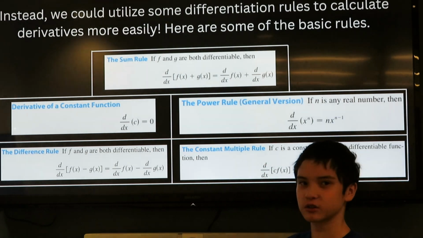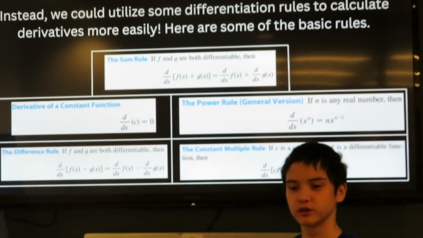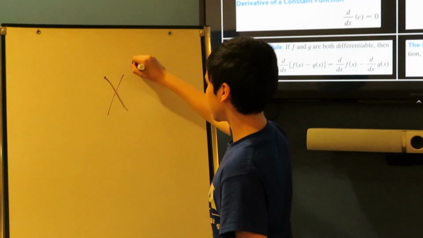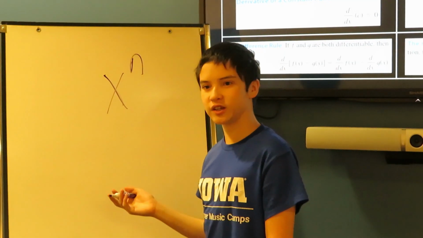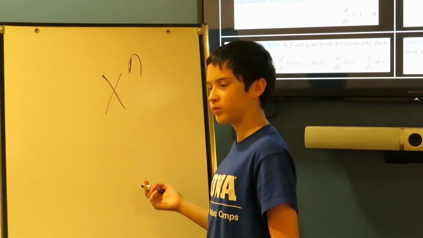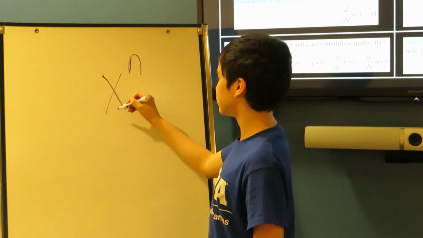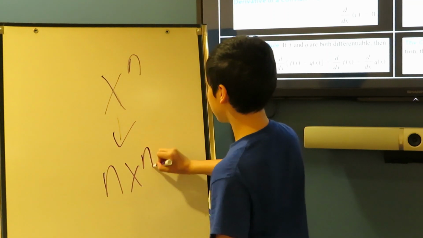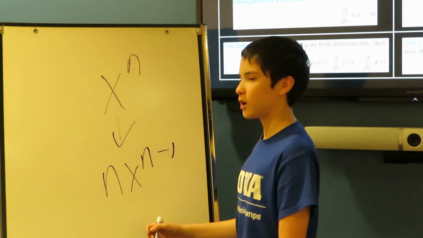This is one of the basic rules in differentiation, which states that if you have a function x to the n, where n is any real number, the derivative of this function would be n times x to the n minus 1 power.